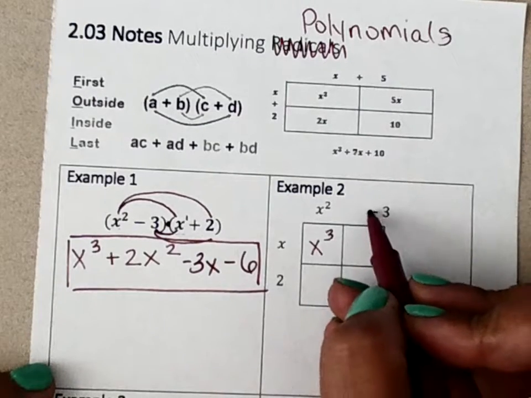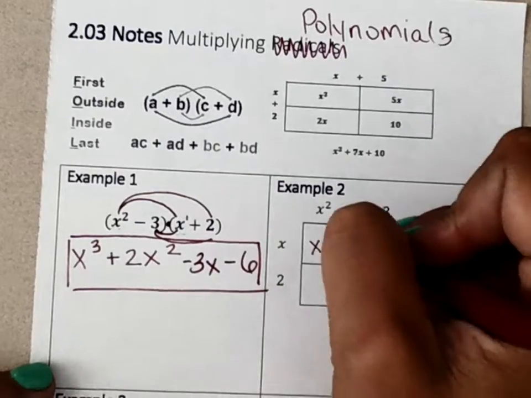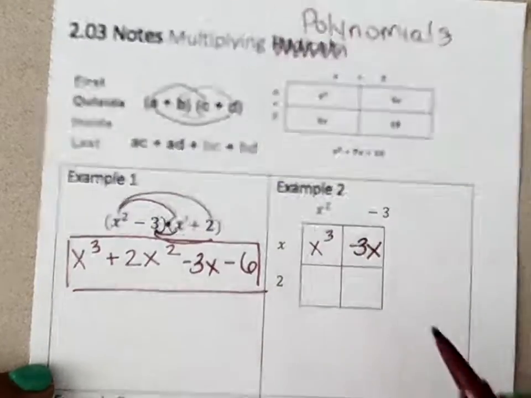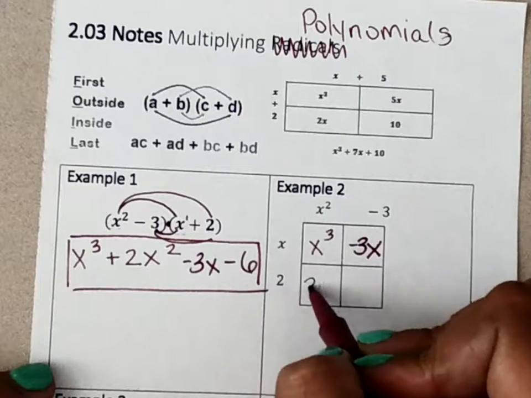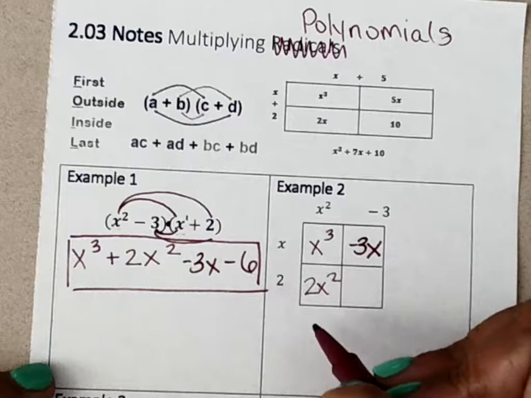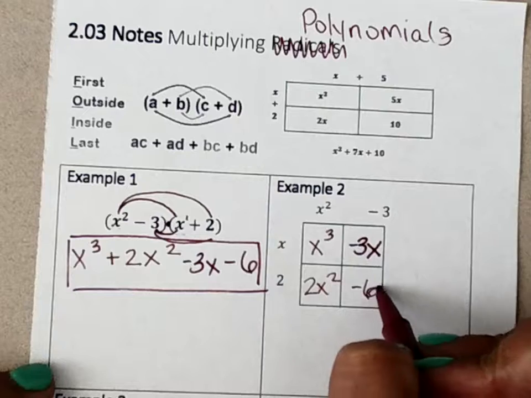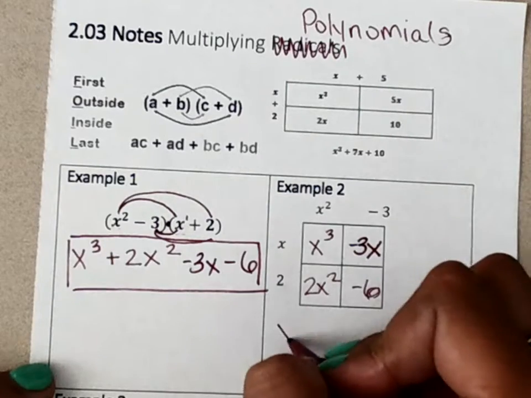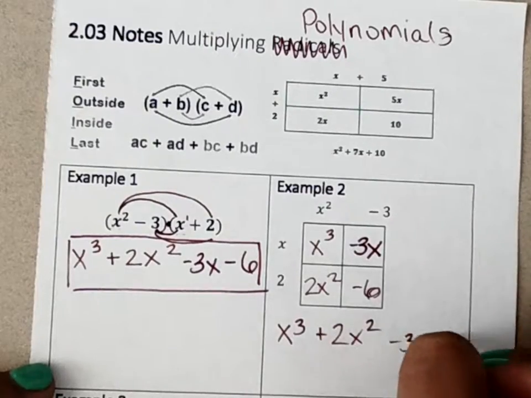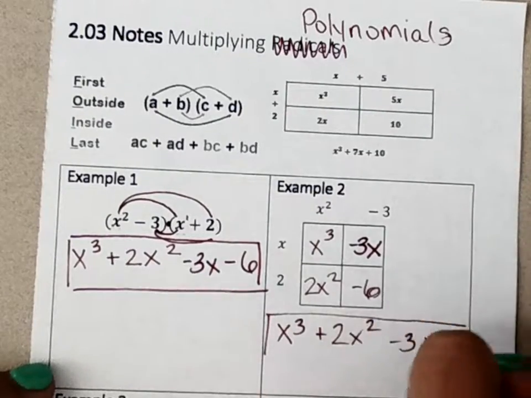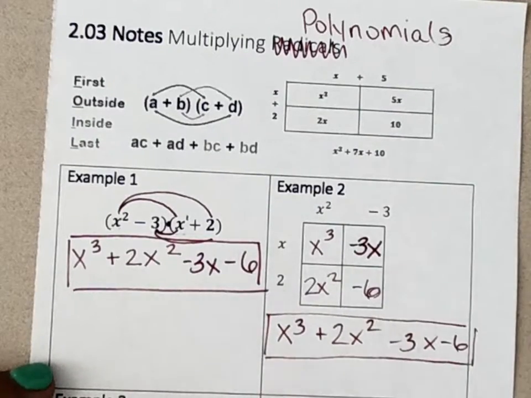I know that negative 3 times x is negative 3x. I know that x squared times 2 is 2x squared. And I know that negative 3 times 2 is negative 6. Again, we're going to put these in order from highest exponent to lowest, and we get the exact same answer. Sometimes you're going to have to combine like terms, but we didn't have to in these two examples.